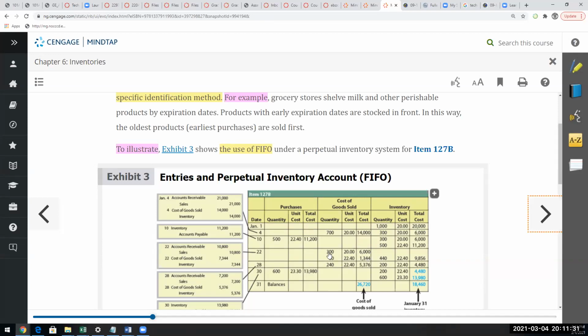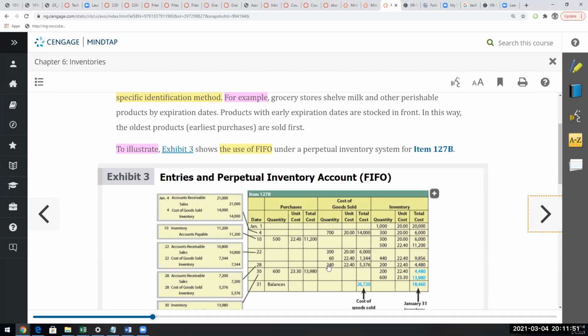Here's my other 60 in order to get to the 360 that the customer wanted. That's totally cool because I still got 440 left. That's the 440 of the $22.40 version. The $20 stuff has all been sold. Are we good with that? Excellent.